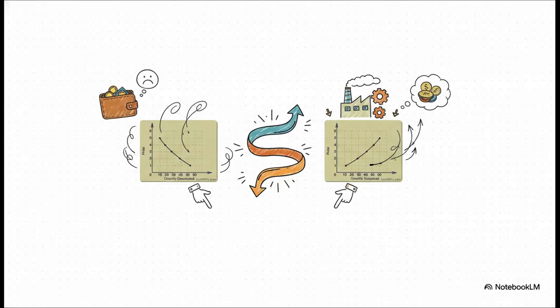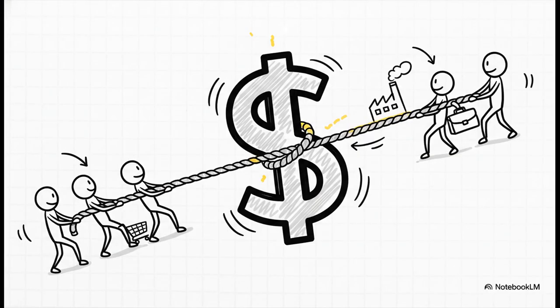So here they are, side by side. On the left, you've got us, wanting to buy more as the price drops. And on the right, you've got them, wanting to sell more as the price rises. The entire marketplace is just a constant dance between these two curves. The best way to think about it is like a giant game of tug-of-war. We're on one side, pulling the price down, and the companies are on the other, pulling the price up.